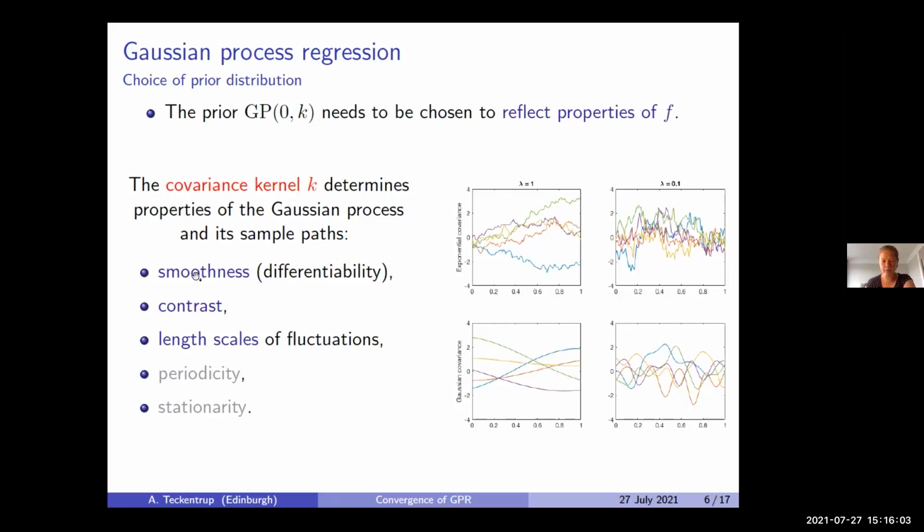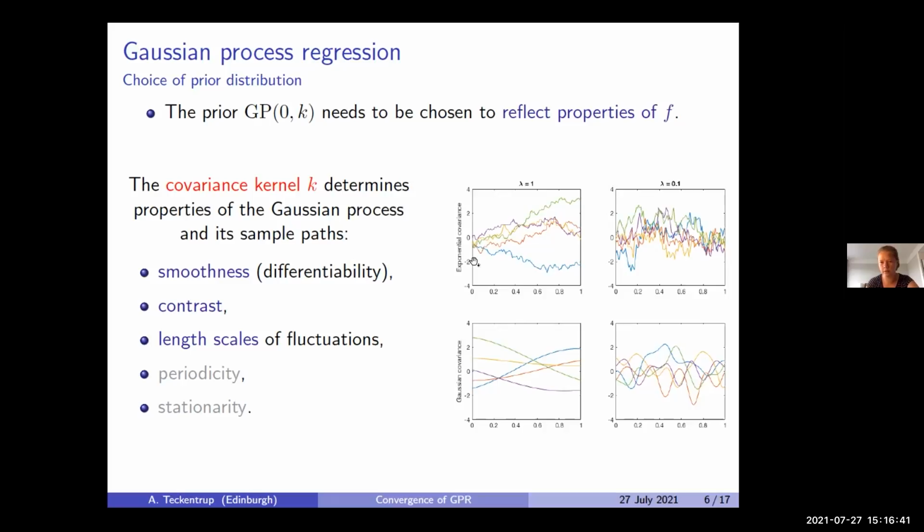There's also something called the contrast. Contrast is really the marginal variance. That is a parameter that tells you how big the oscillations are, whether you go between -4 and 4 on the y-axis, or between -40 and 40. So it's the height of the oscillations. Then there's another thing which is called length scale, or length scale fluctuations. This is the correlation length scale of the Gaussian process.